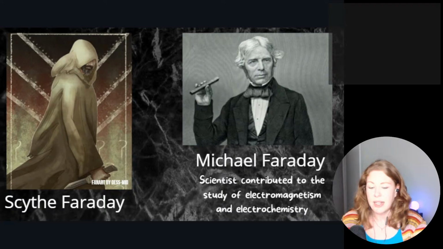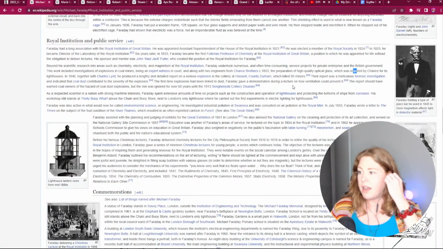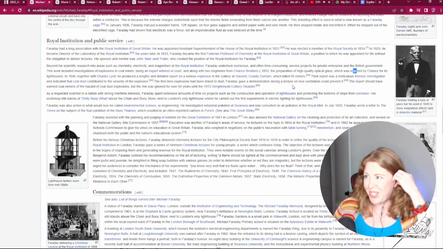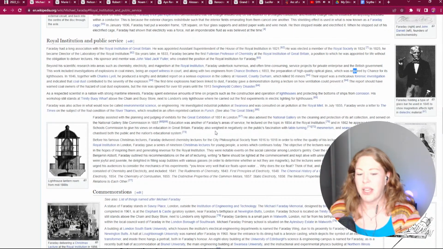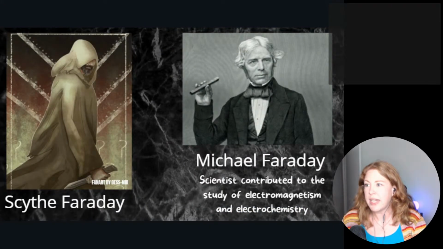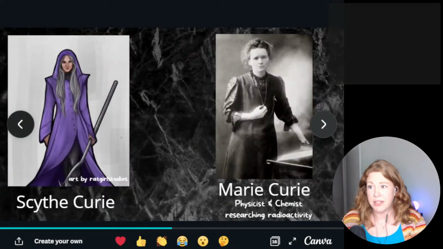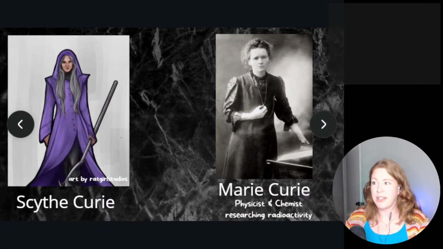Oh, you guys didn't see any of what I just read, but yeah, it's right there here on the Wikipedia page when it comes to his Royal Institution in Public Service. It talks a lot about that. Okay, we are going to go back real quick though to the next Scythe on my presentation, which is Scythe Curie. Look at this amazing art by Rat Girl Studios.